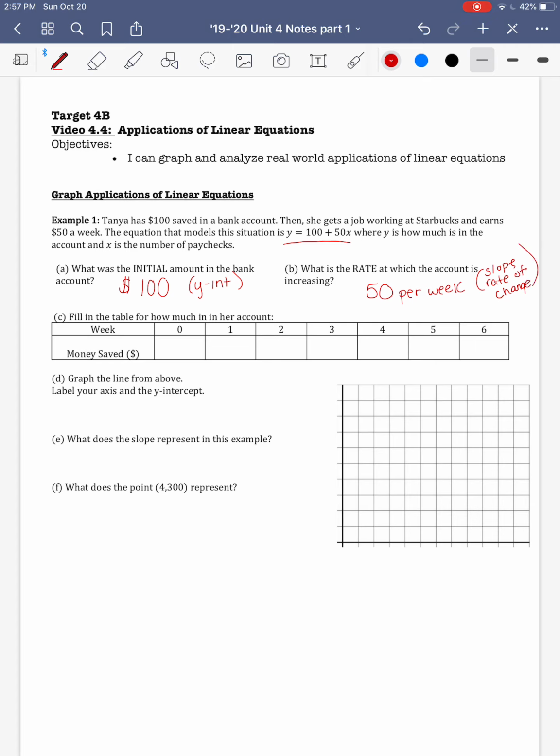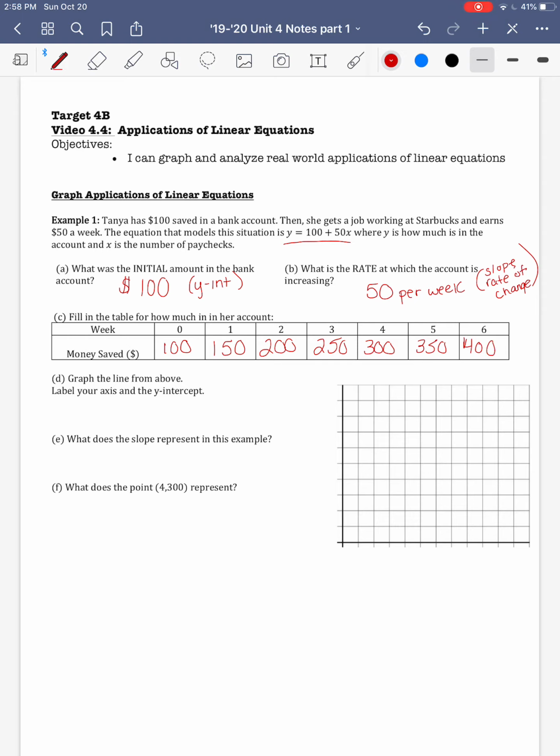So now we're going to use a table. We're taking all of our videos and putting it into one. We're going to use a table to figure out how much money is saved. So after 0 weeks, where is she starting at? That's at $100. After 1 week, it's at $150, because it's just going up by 50s, right? Then $200, then $250, $300, $350, and finally $400, okay?